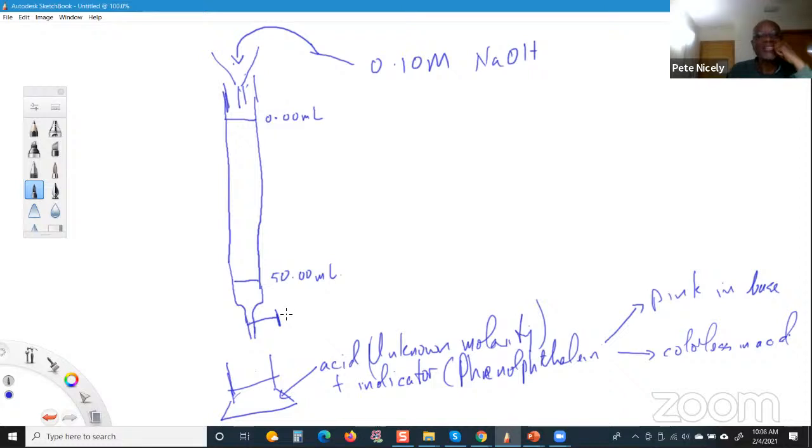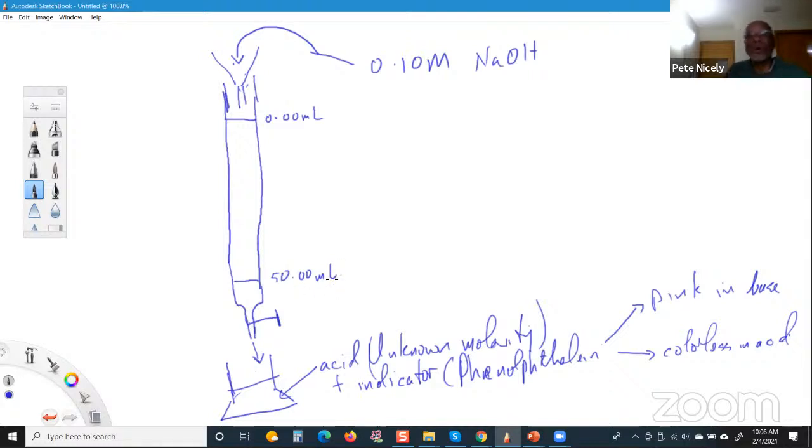And then what you'll do is you'll open up this stopcock and allow the base to be added to the acid, right? So you add the base dropwise, and then you're going to see a pink color up here, but that pink color will disappear when you swirl the flask.